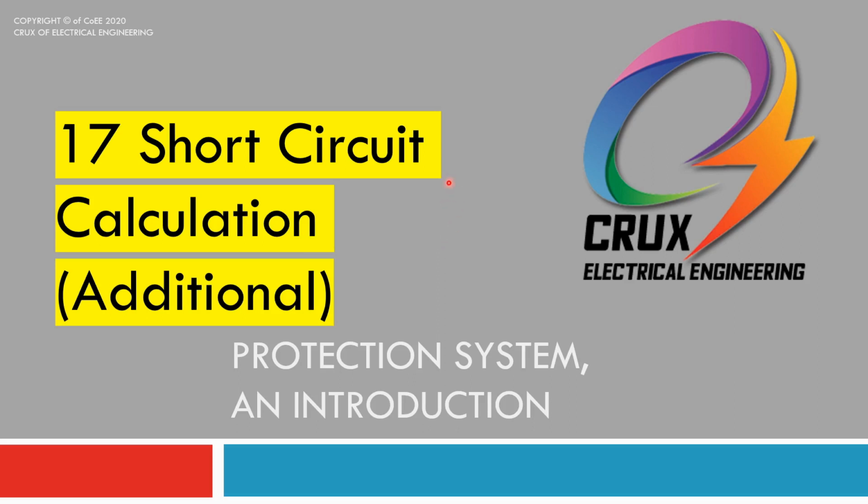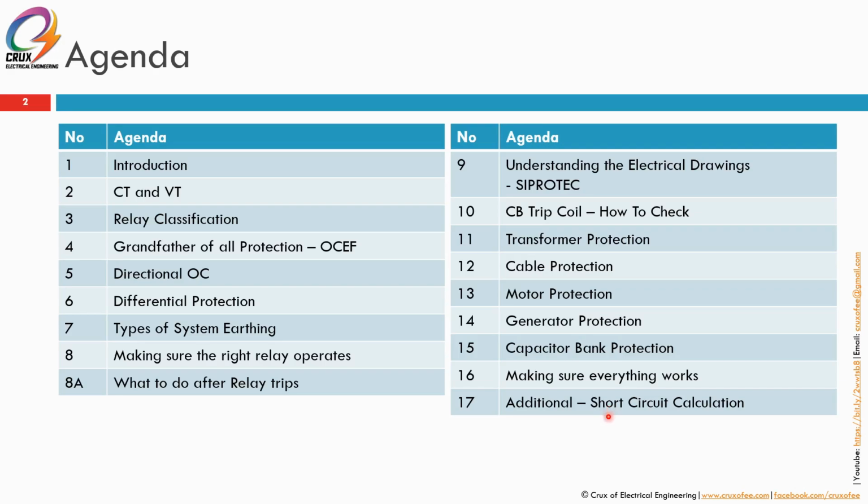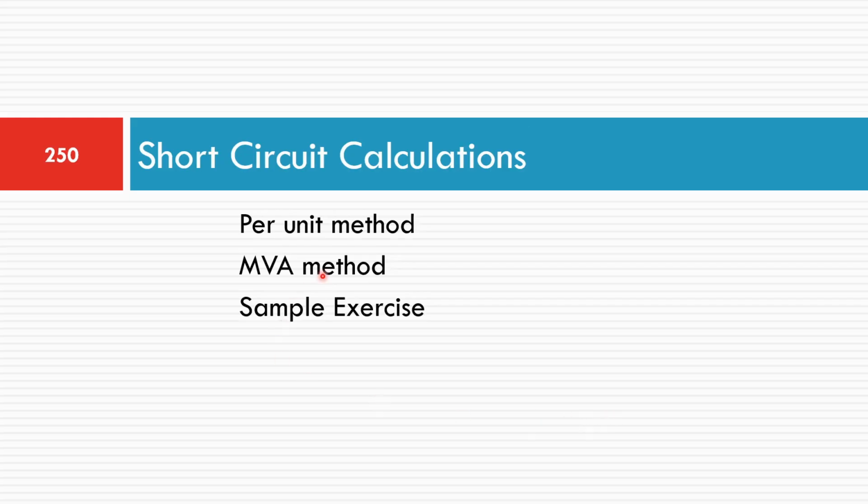Single line diagram. Okay, so we'll start with short circuit calculation, our final topic under the protection system and introduction series. Under this short circuit calculation, I will share with you, let's go through again from our third or fourth year university years, the per unit method and the MVA method, which they never taught you in university. If they had taught you the MVA method in university, I'm sure you would score for the balanced fault calculation. And finally, some sample exercises.